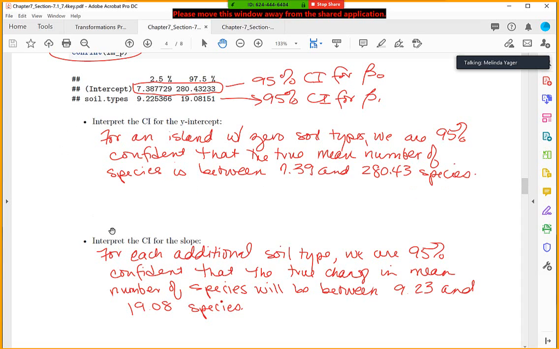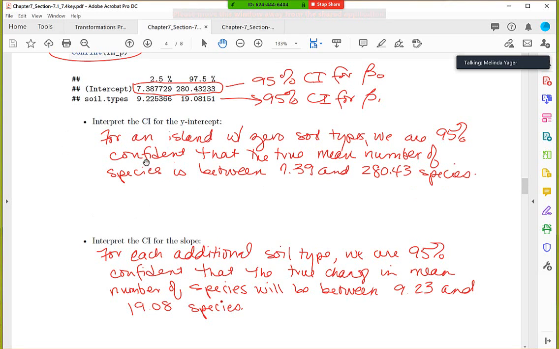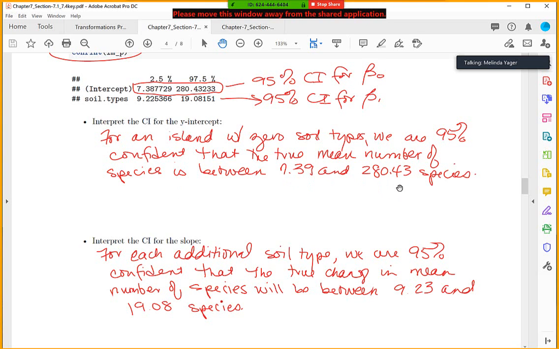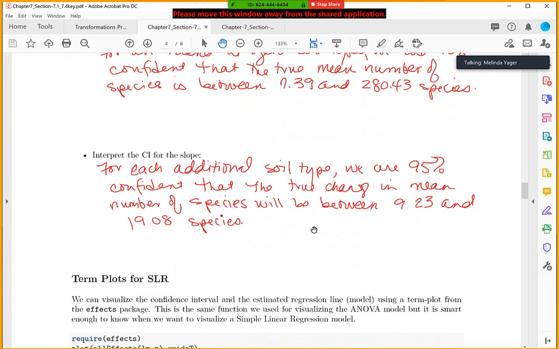So here, when we're looking at the y-intercept interpretation of the confidence interval, we can say for an island with 0 soil types, we're 95% confident the true mean number of species, because that's what's varying, is our y, is between 7.39 and 280.43 species. And this is really going to get important as we start talking about transformations as well.